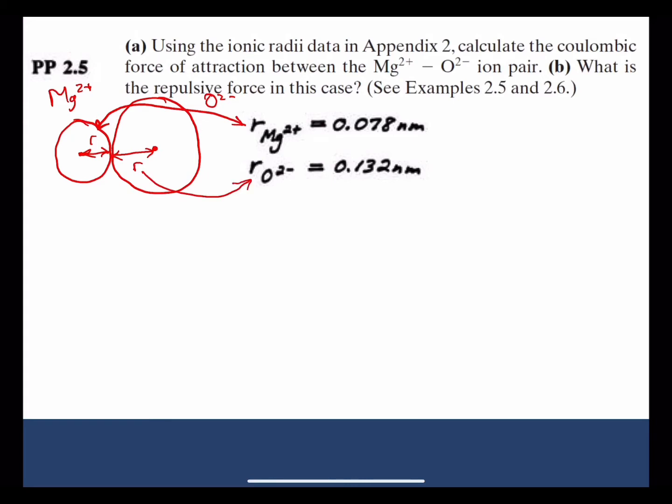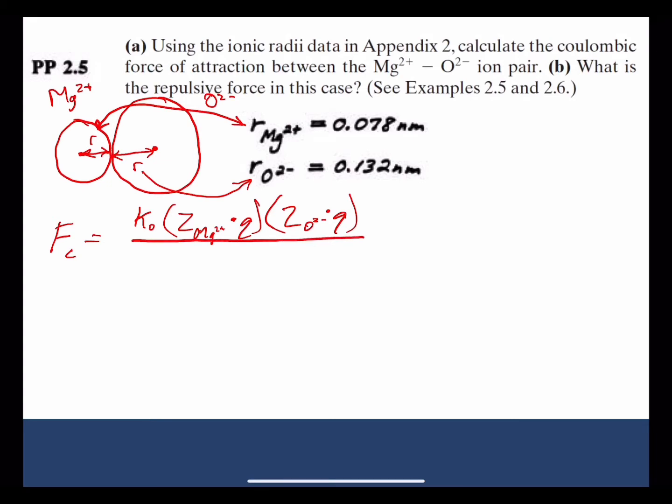And so we have from our previous equation that the Coulombic force of attraction, Fc, was equal to K naught, the proportionality constant, times some information about the charge and the number of charges. So we have the Z of the magnesium 2+ times the charge of an electron, and then we have the Z of the oxide 2- times the charge of the electron. That's our numerator, and this was going to be divided through by the space between the two. On our previous equations, this was A squared.